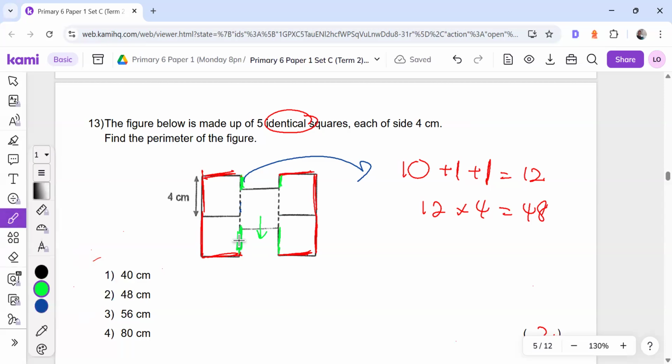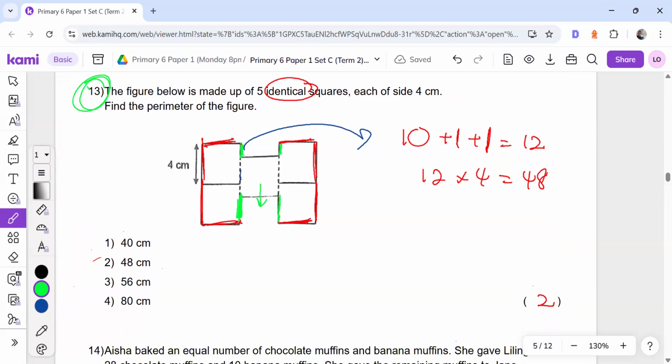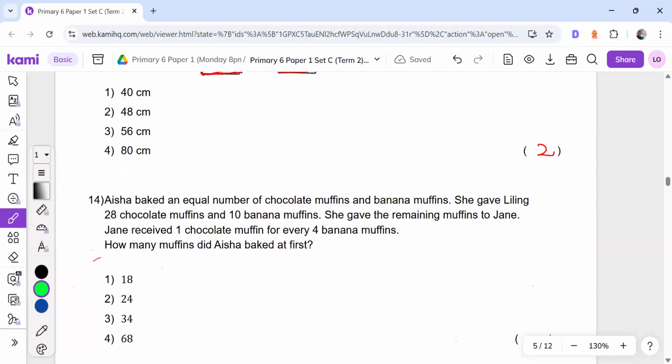Okay? All right. Okay, so maybe I will think of something easier to explain to you later. Maybe right now some of you may still not understand how to get this. But maybe later on I will talk about this again. Okay, let's go on to question 14 first.